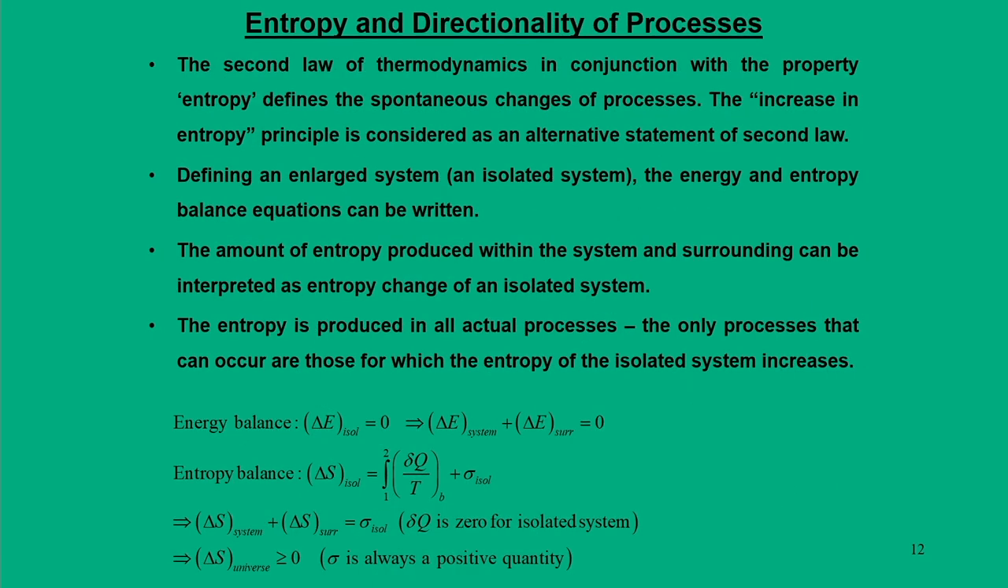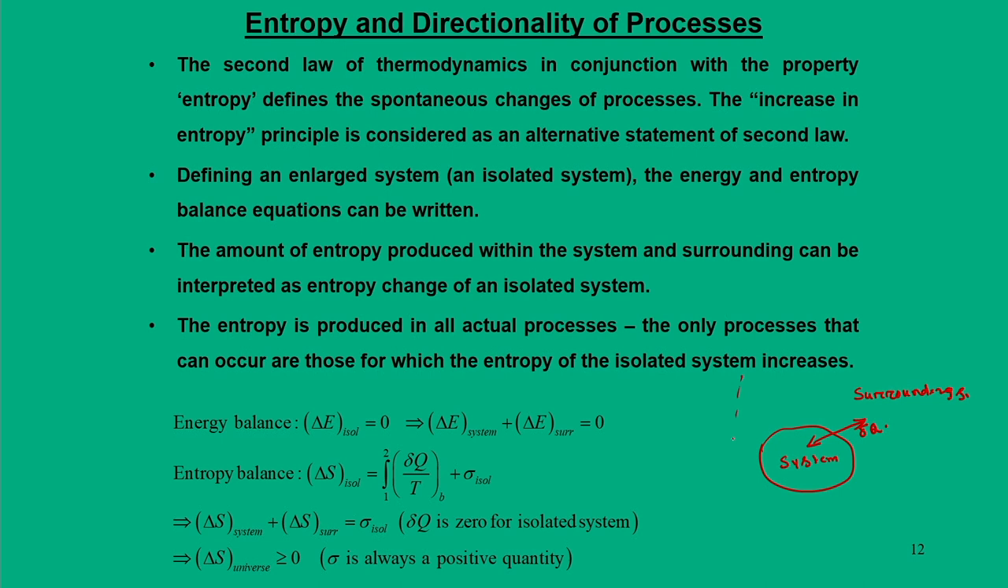Now, having said this entropy balance, we are now able to think about an extended system or enlarged system. What does this mean? We already say that we have some system, and whatever is not included in the system, we call its surroundings. Now, heat interaction is always there between the system and surroundings.